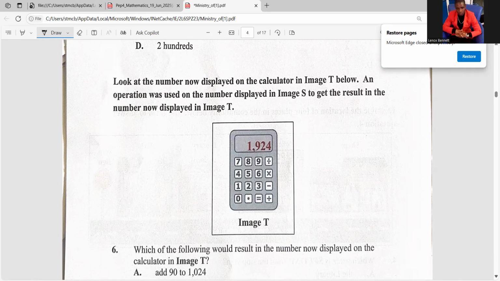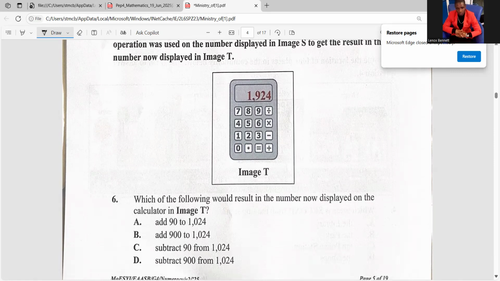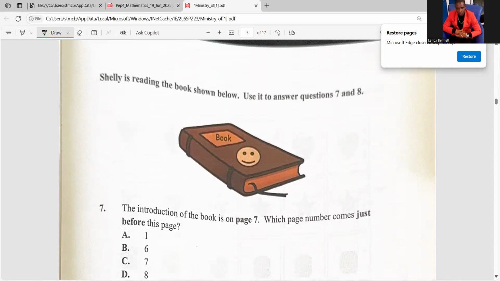Look at the number now displayed on the calculator in the image. An operation is used. In the number displayed on image T, which of the following would result in the number displayed on the calculator in the image? So we go from 1024 to 1924. So basically they add 900. All right, so they add 900 to this. Nice little question that, very creative.